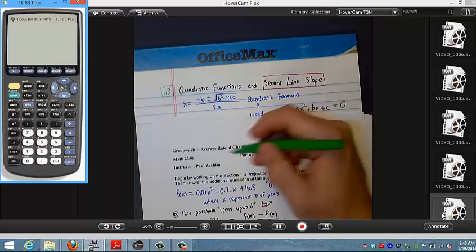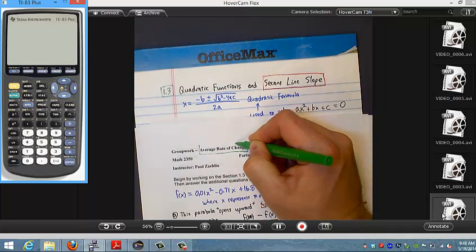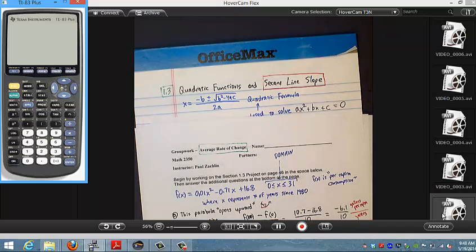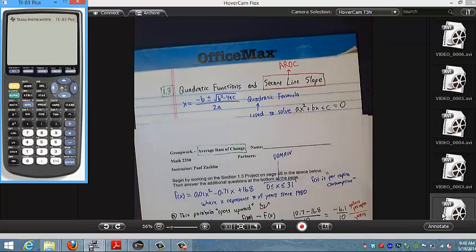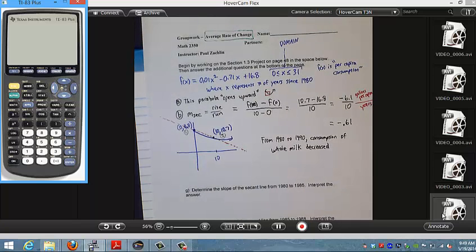The title of this worksheet is Average Rate of Change. And that's really what I'm trying to get across to you today. When we say secant line slope, we're finding the slope of a secant line. What that means is, I call it AROC for short, average rate of change. It's the average rate of change. I want you to understand something. Look at the graph. We're talking about the years going from 1980 to 1990.